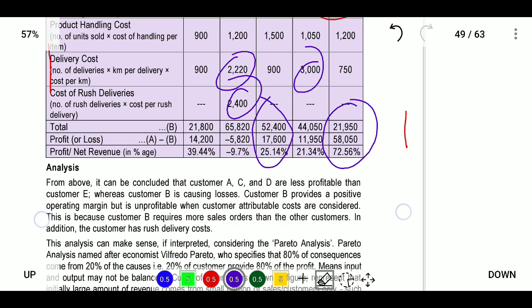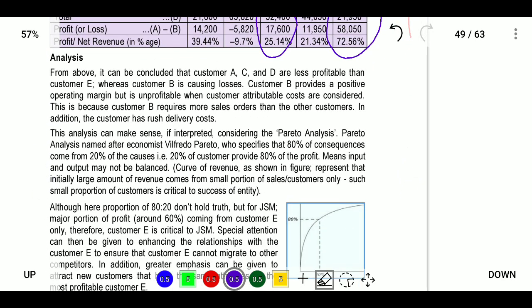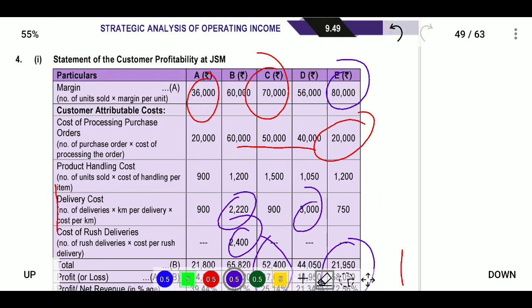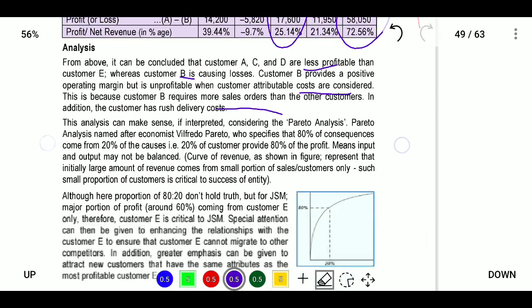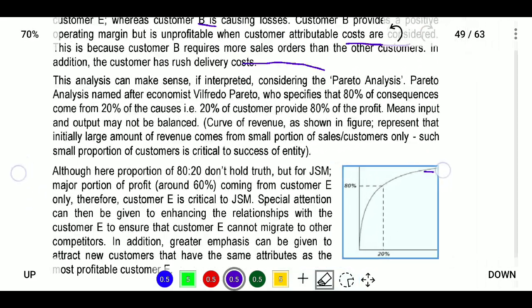From the above, it can be concluded that customers A, C and D are less profitable than E. Customer E is more profitable. A, C and D are less profitable, and B is making losses. Customer B provides a positive operating margin of 60,000, but at the end, because attributable customer costs are considered, B requires more sales orders than other customers. He is taking more deliveries, incurring more delivery cost, and for that we are getting a loss from that customer. This analysis can make sense if interpreted considering the Pareto analysis.